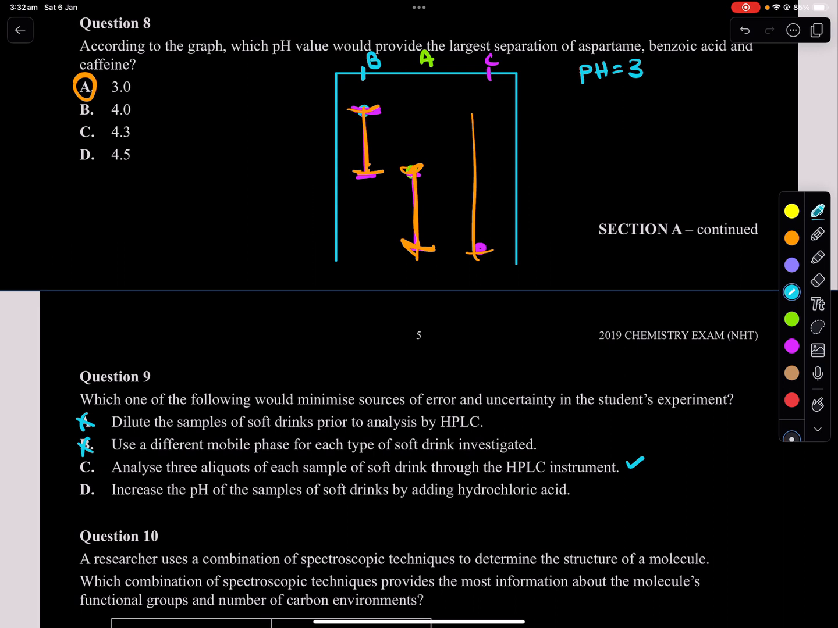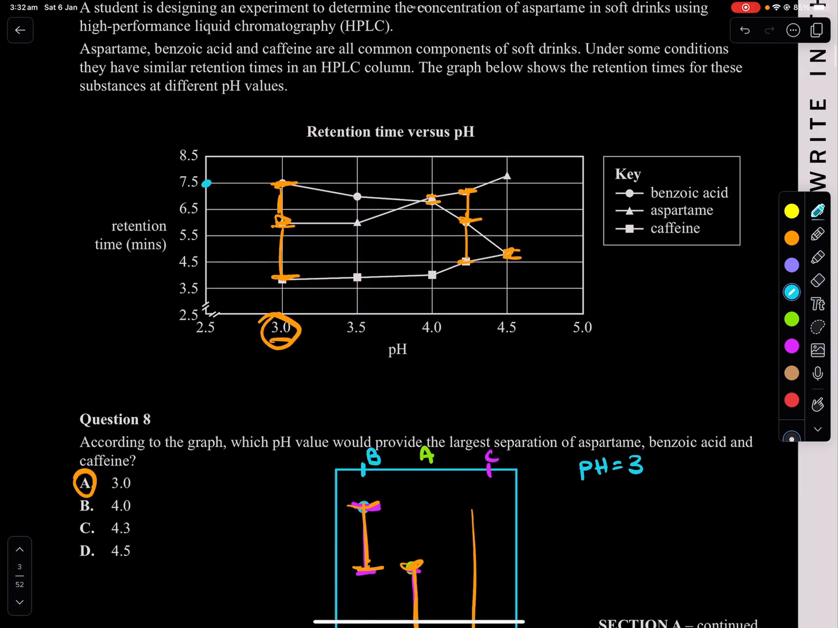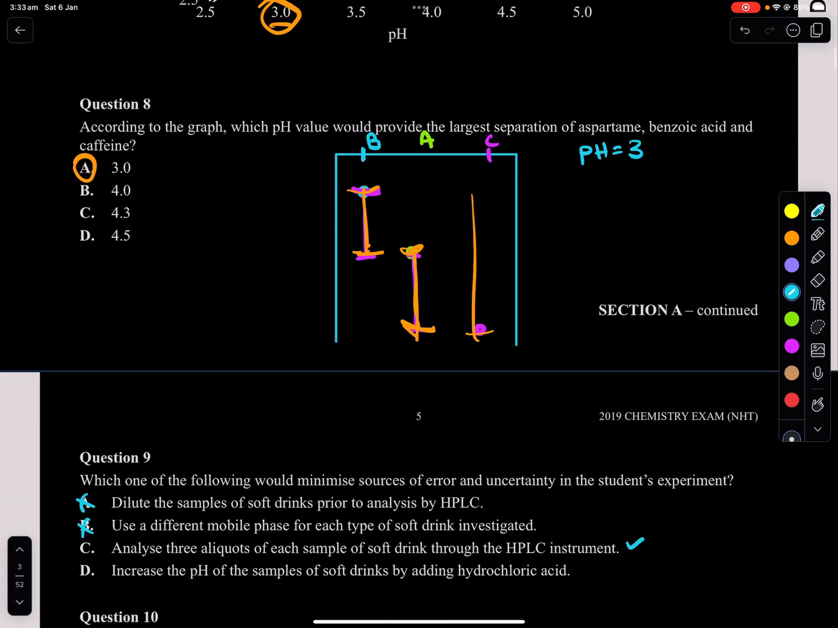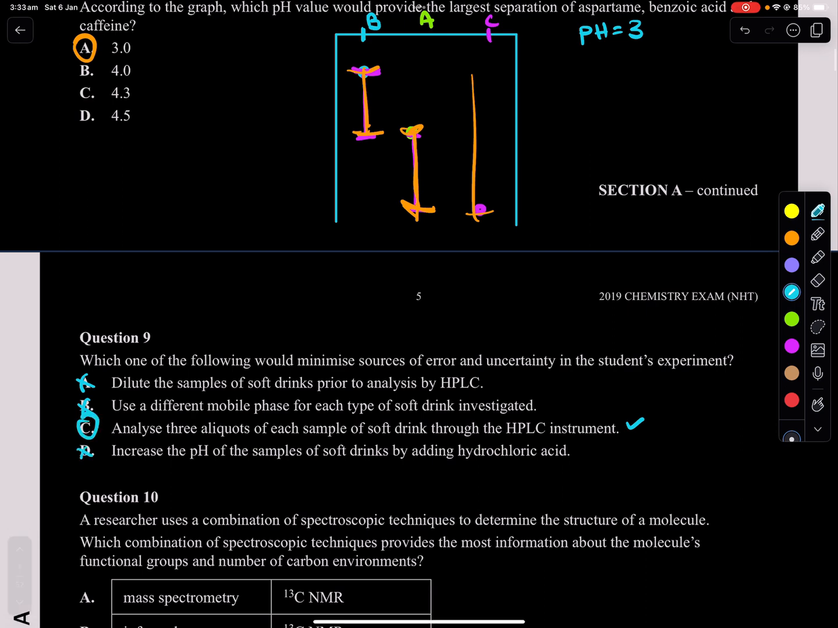Next question, increase the pH of the samples of soft drinks by adding hydrochloric acid. Again, why would we want to increase pH? It just really makes so much uncertainty. We're going to have problems. The pH with this scale will be totally different. And remember, some of them are high in acid, whereas some are basic. It's just going to totally mess up our HPLC. It just makes it too much confusion. So I wouldn't say yes. The only possible answer would be probably C.